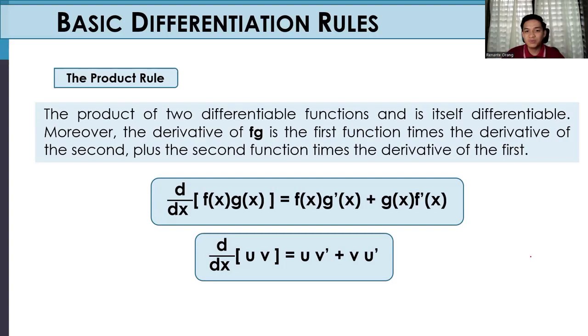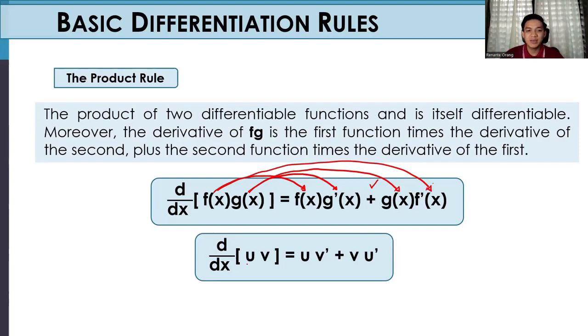Ibig sabihin, if we have two functions or we have two polynomials that is multiplied by each other, first thing that we need to do is to copy-paste our first function. And then to derive our second function, lalagyan natin ng addition. Then copy-paste mo yung ating second function multiplied by the derivative of our first function.